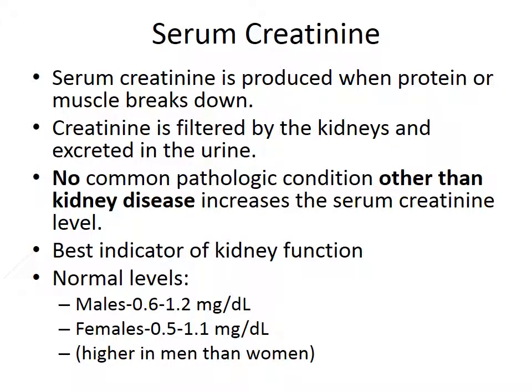Serum creatinine. Serum creatinine is produced when protein or muscle breaks down. Creatinine is filtered by the kidneys and excreted in the urine. No common pathologic condition other than kidney disease increases the serum creatinine level, which is a wonderful thing because we're able to determine what's going on with our patients by watching their serum creatinines. It's the best indicator of kidney function, and normal levels for males are 0.6 to 1.2, and in females 0.5 to 1.1, remembering that it's a little bit higher in men than in women.